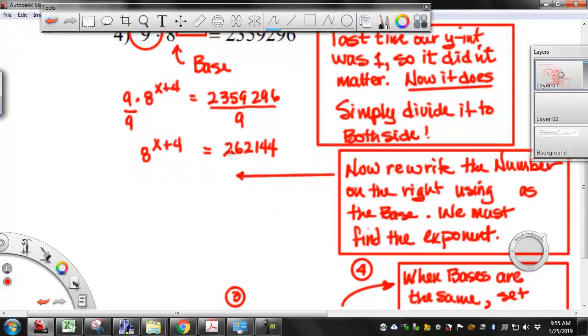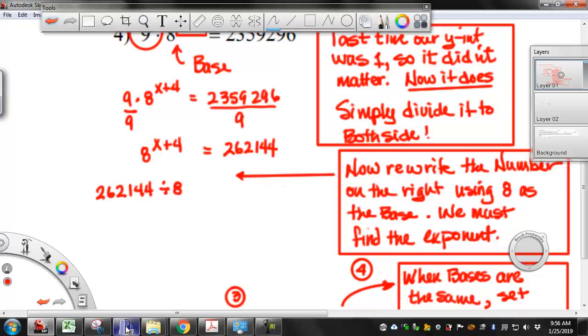Now what we want to do is to take this number, rewrite it using 8 as the base, because we have an 8 here. I need to get 8 raised to some exponent that will equal this number. Now this is where we start dividing. So rewrite that number on the right using 8 as the base. We must find the exponent. That means we're going to take 262,144 and we're going to divide it by 8.